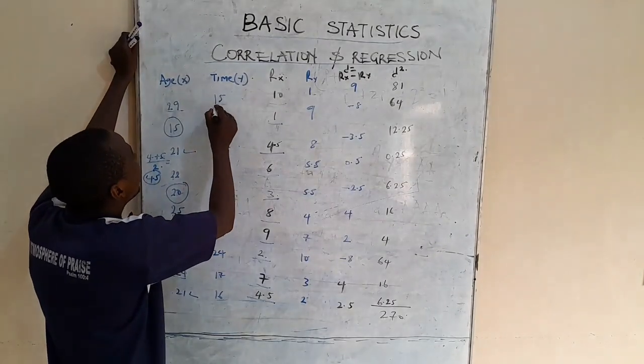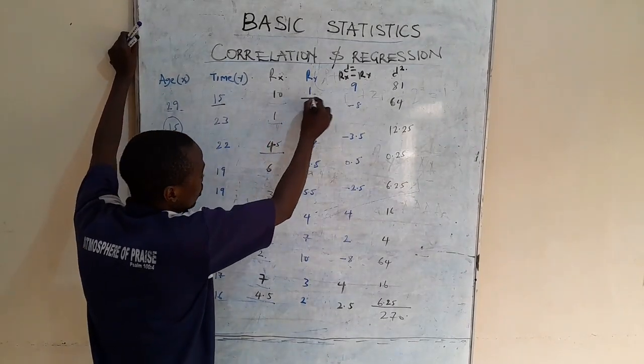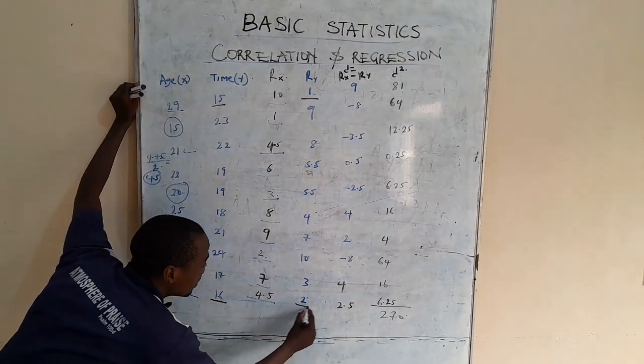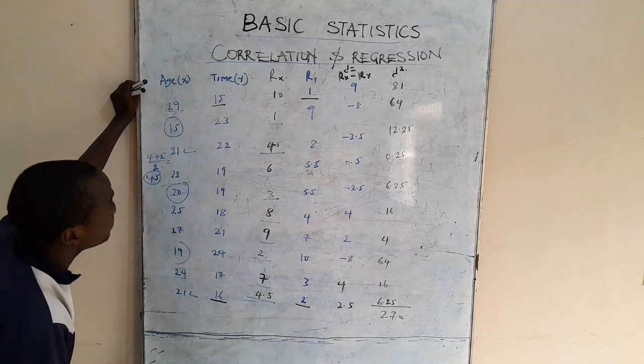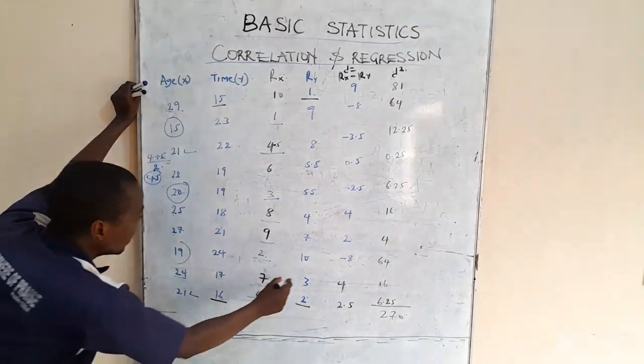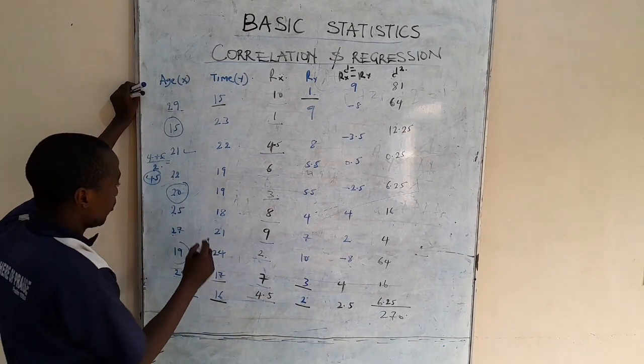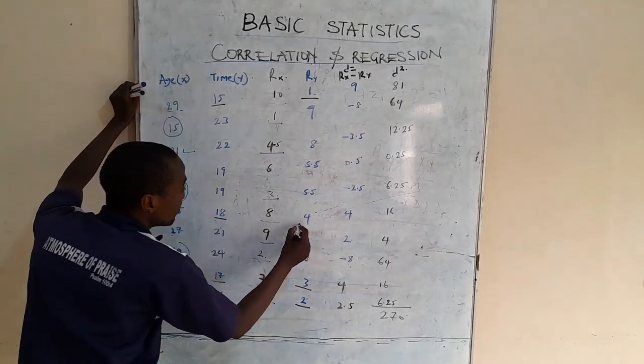Now let's look at the rank of y. The first value of y here is 15. 15 takes the first rank. Followed by 16, which is ranked second. After that, followed by 17, which is ranked 3. Then followed by 18, which is ranked 4.